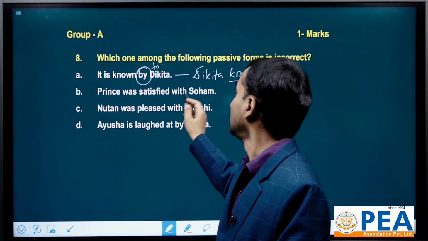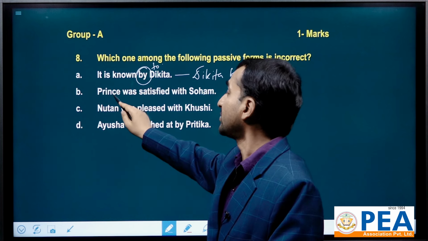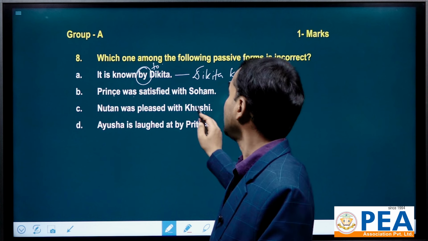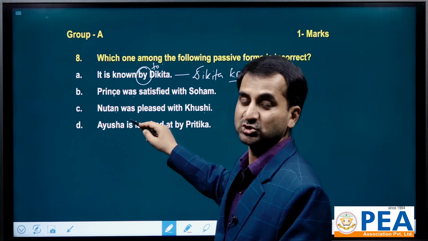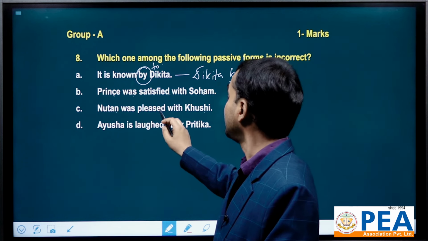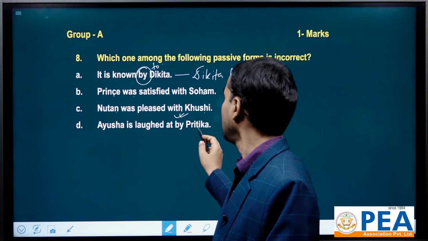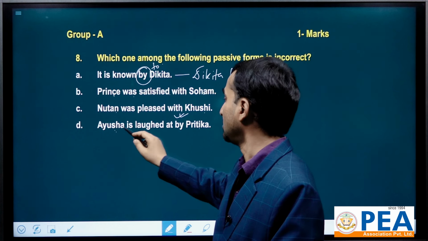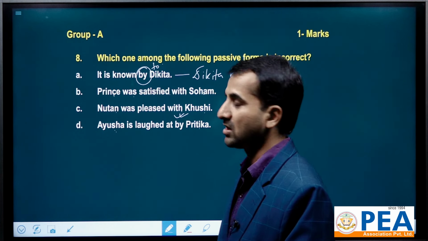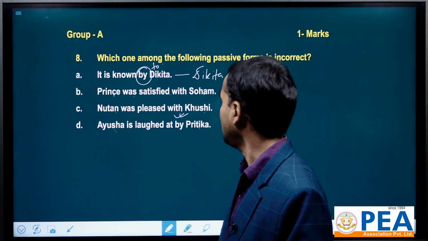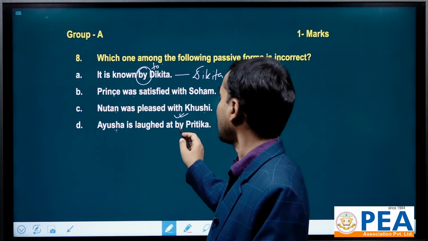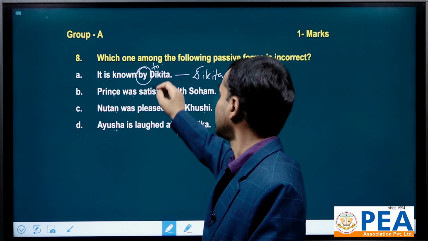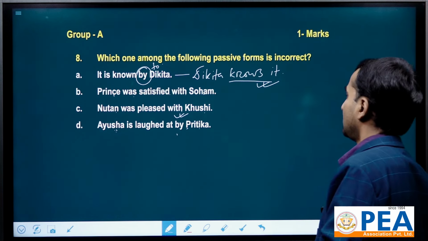Like satisfied with. Sohan satisfied Prince means Prince was satisfied with, not by. Similarly, Khushi pleased Nutan, so it becomes Nutan was pleased with. This one is also right. And Pritika laughed at Ayusha. Pritika laughs at Ayusha, and that becomes Ayusha is laughed at by. Okay. So these all three are right. This one is wrong.